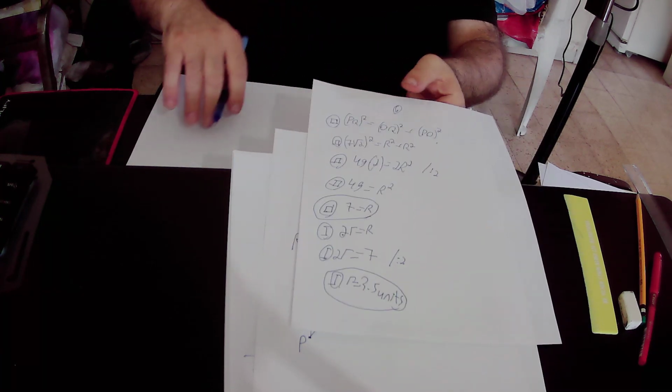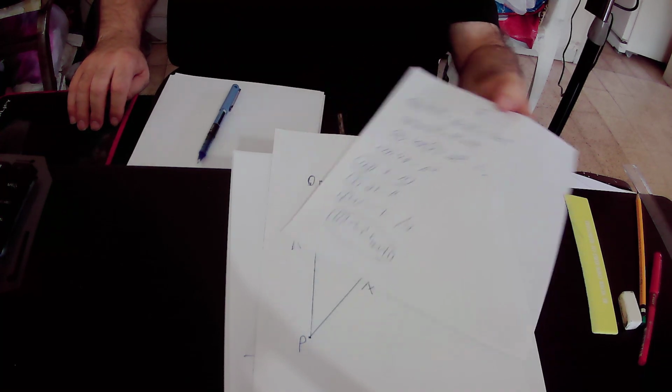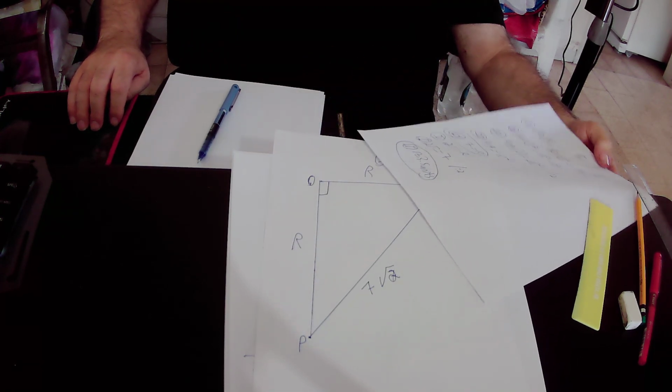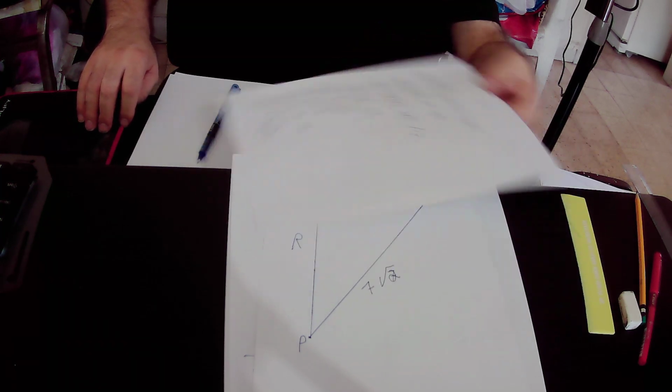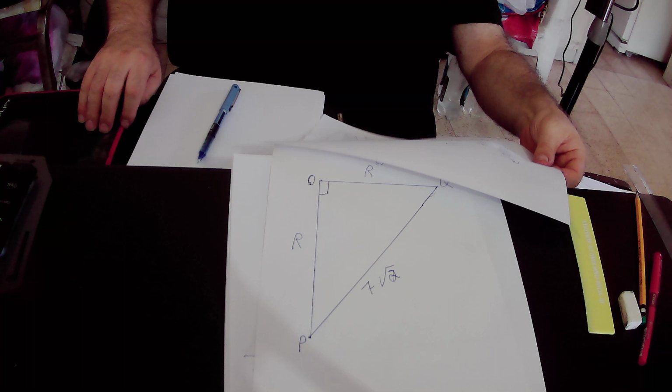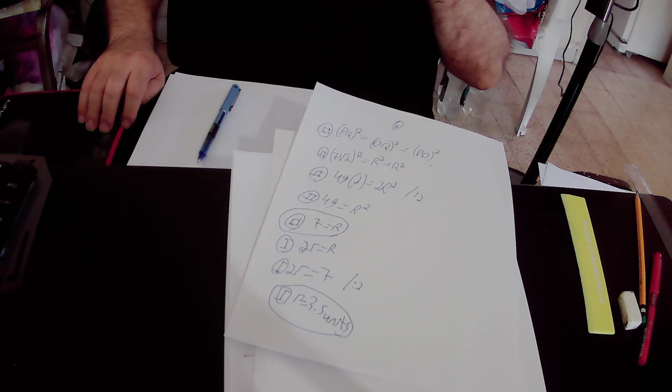So we got that the radius of the yellow circle equals 3.5 units, because 7 divided by 2 equals 3.5.